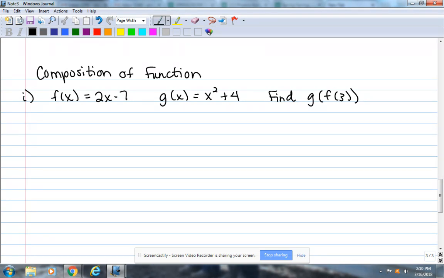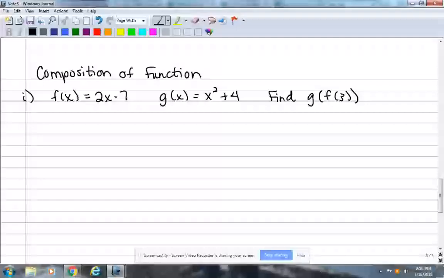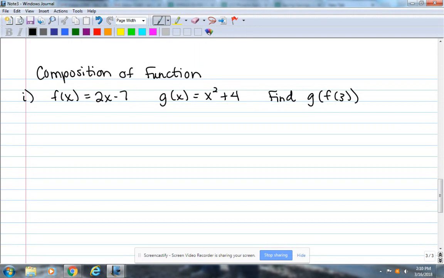So I'm going to ignore g for a second. I'm going to work on f of 3. So I'm going to come over here where f is, and I'm going to find f of 3. So that means where they have an x, I'm going to put a 3 in. So I'm going to say 2 times 3 minus 7.